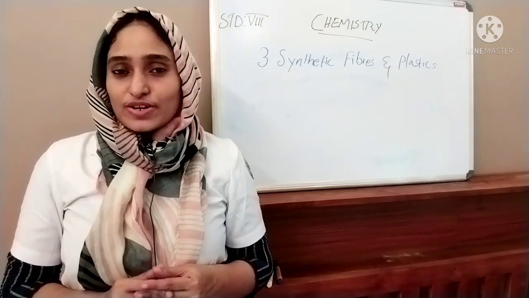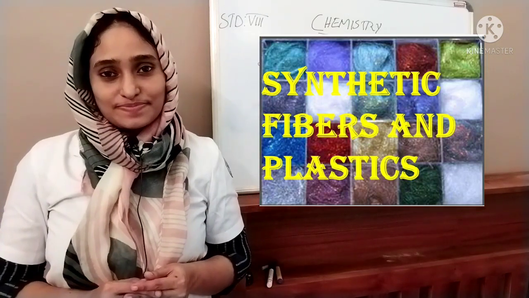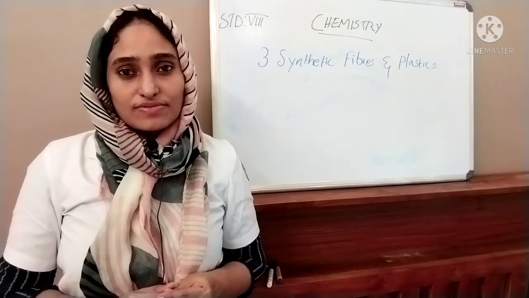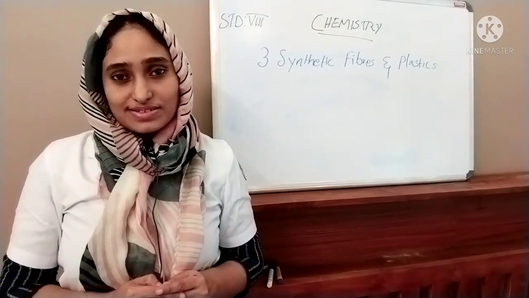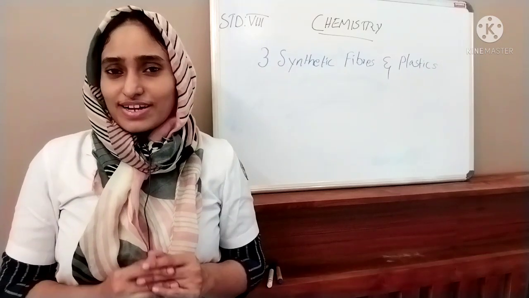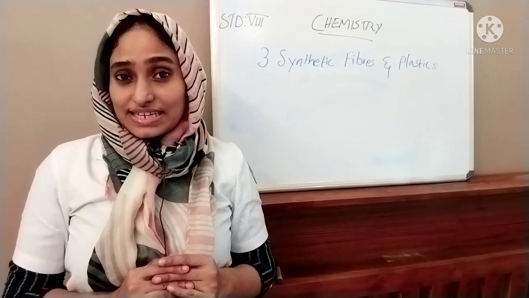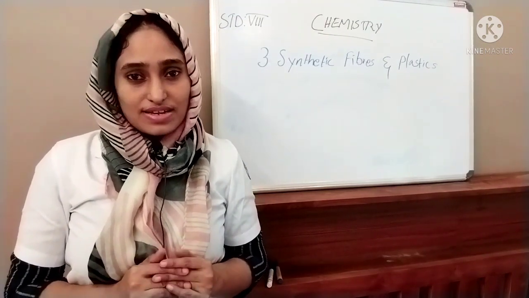Today, we are going to begin with our first chapter, Chapter 3, Synthetic Fibers and Plastics. Children, you already learned about fibers and what are the different types of fibers in your lower classes. What are fibers? Very thin thread-like strands from which cloth is made are called fibers.